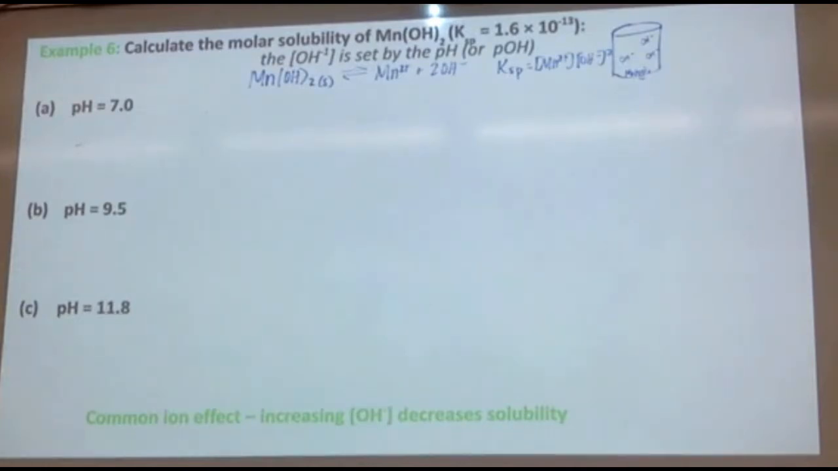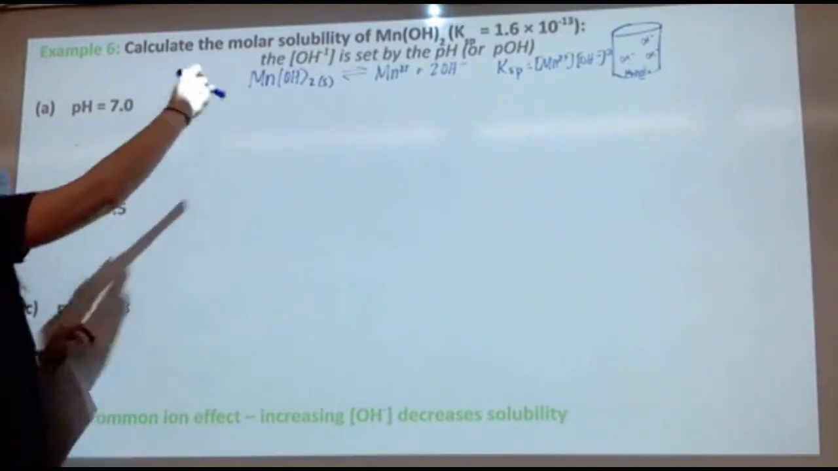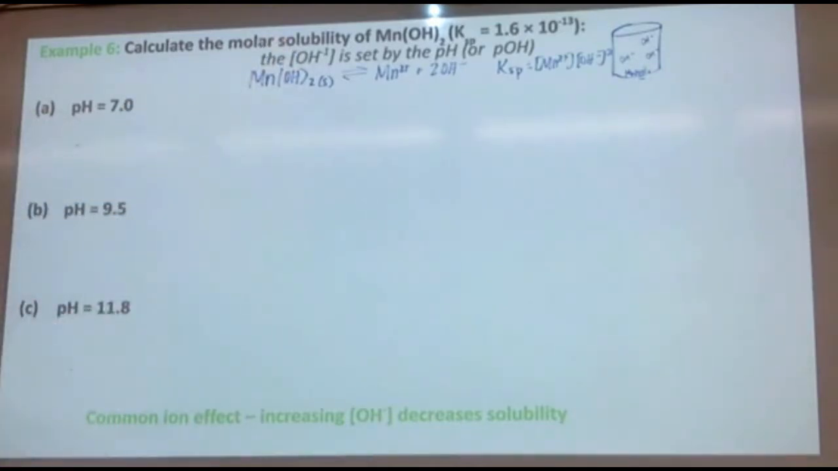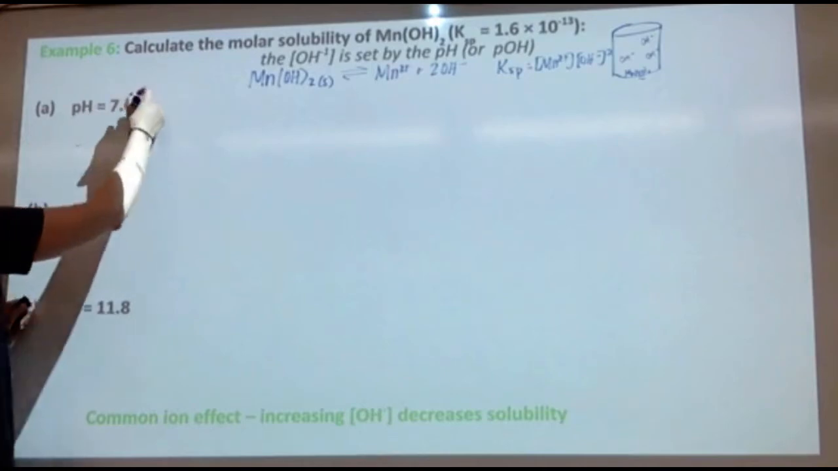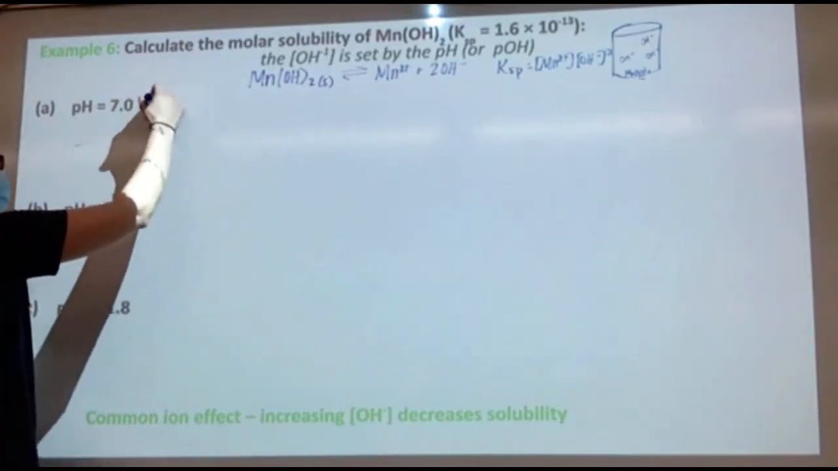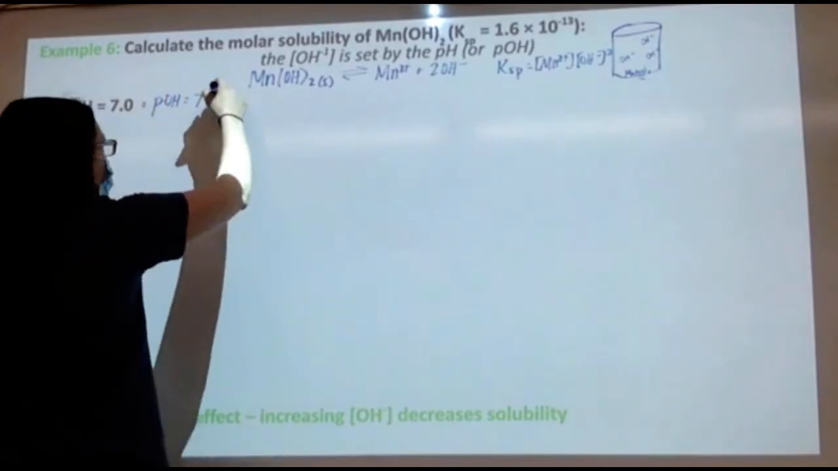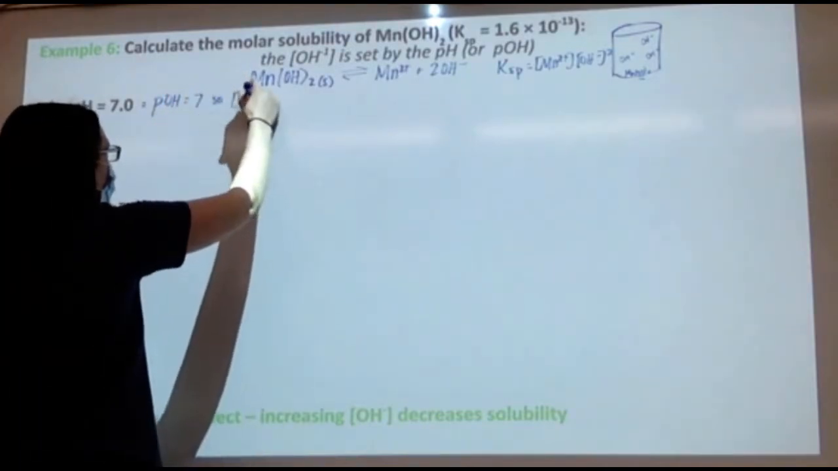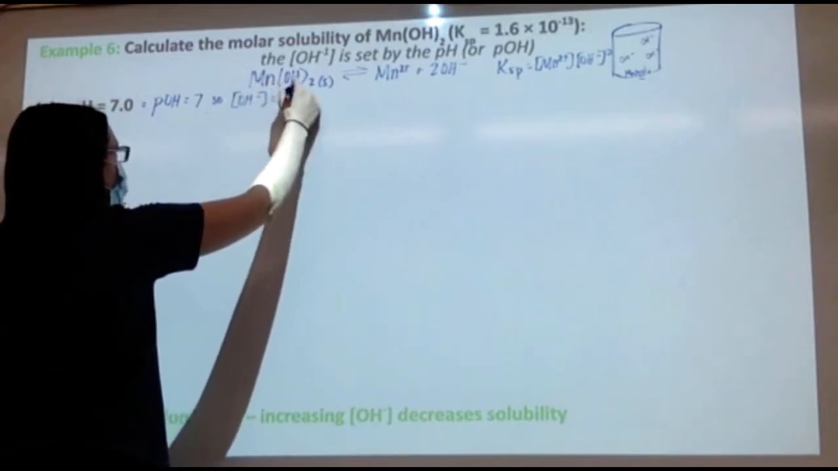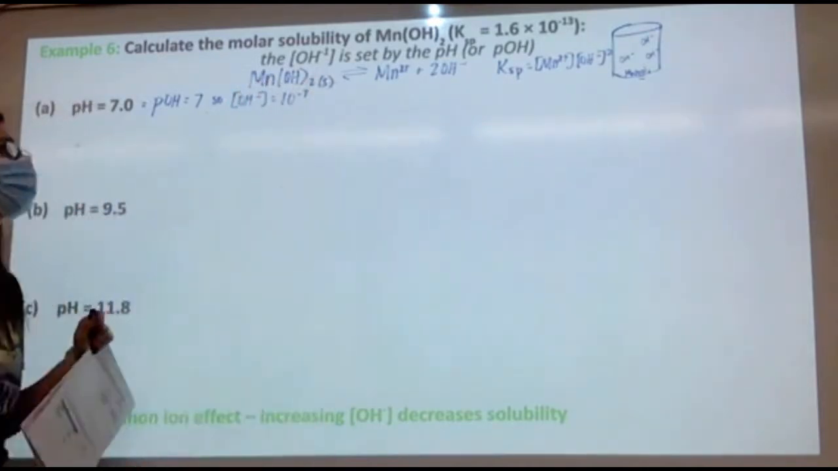So for part A, we have a pH of 7. Okay, well, here I kind of gave a little hint. The OH minus concentration is determined by the pH or pOH. We have OH minus, and we say, okay, well, pH can give us OH minus. We can figure out what that is. If the pH is 7, what's the pOH? 7. So the OH minus concentration is 10 to the negative 7.